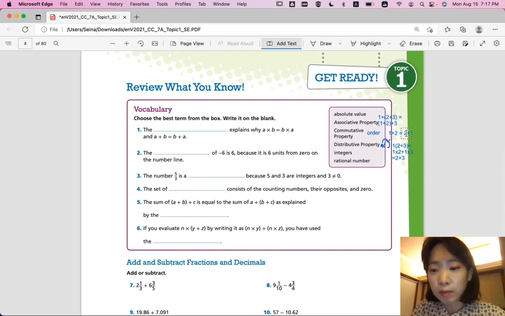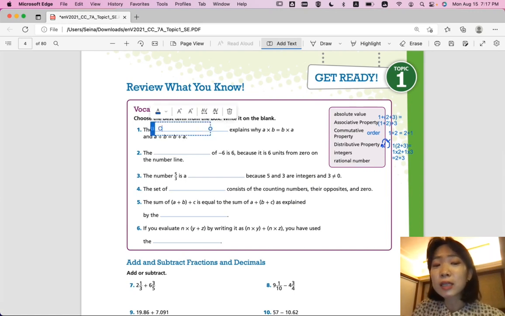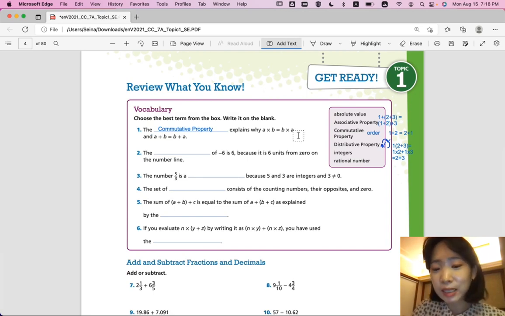Associative property and commutative property don't have to involve both. So number 1 here, A times B is equal to B times A, and A plus B is equal to B plus A. What happened? You're changing the order. So this is the commutative property. Number 2, the blank of -6 is 6 because it is 6 units from 0 on the number line.